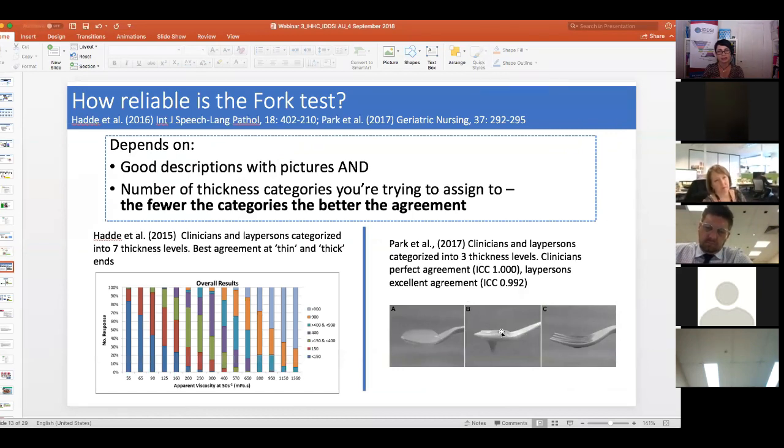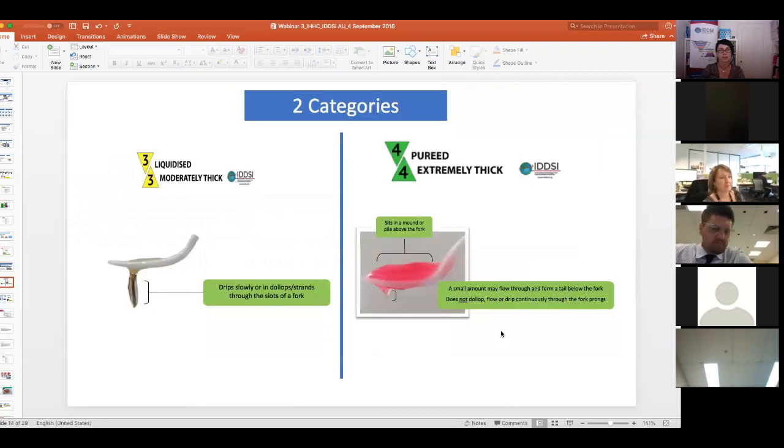So the key to this is the fewer the categories you need to categorise it as, and some very clear descriptions. So IDDSI asks you to categorise just into 2: either it drips slowly in dollops or strands through the slots of a fork at this thickness level, or it holds above the fork. Anything thinner, so anything from 0 through to level 3, should be assessed using the IDDSI Flow Test.